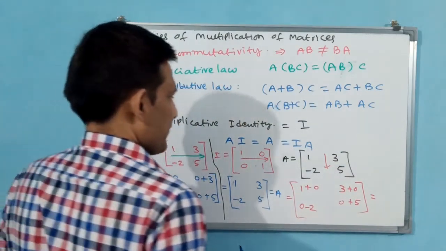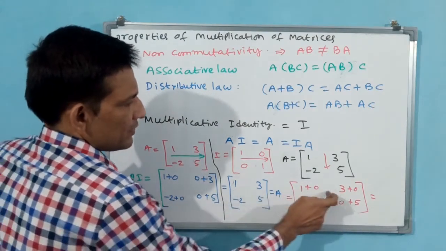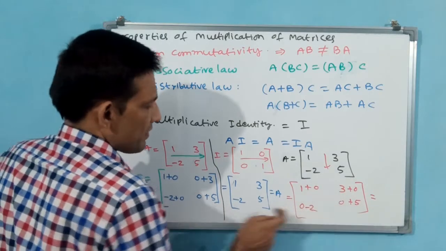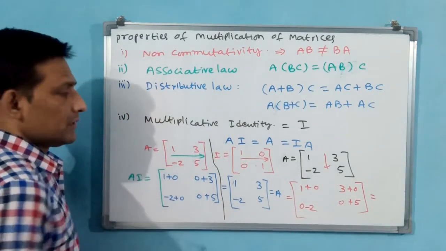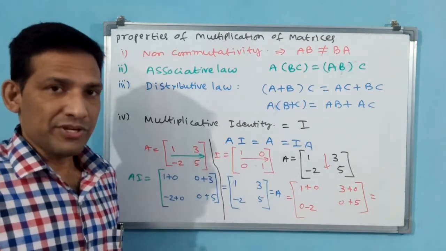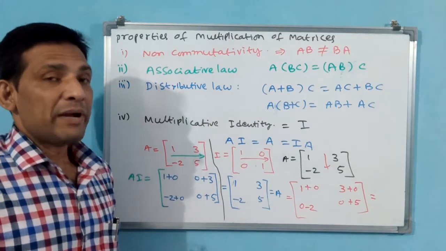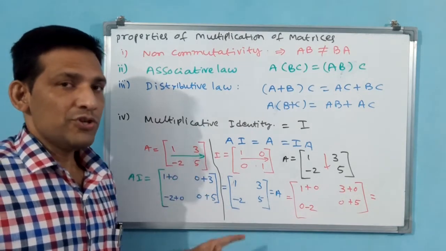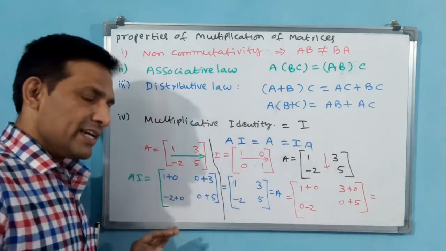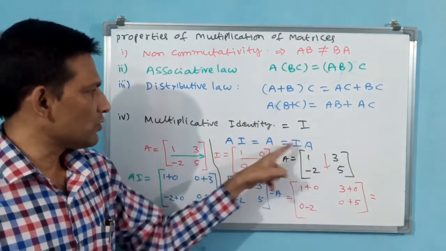Now you can see here: 1 plus 0, 1. 3 plus 0, 3. 0 minus 2, minus 2. 0 plus 5, 5. That means AB may not be BA; AB is not equal to BA. But while multiplying with 0 and I, AO is equal to OA, and AI is equal to IA. You see, AI is equal to IA, because both are going to give A.